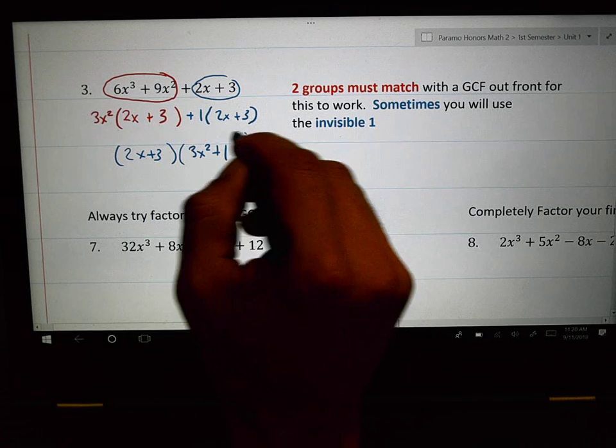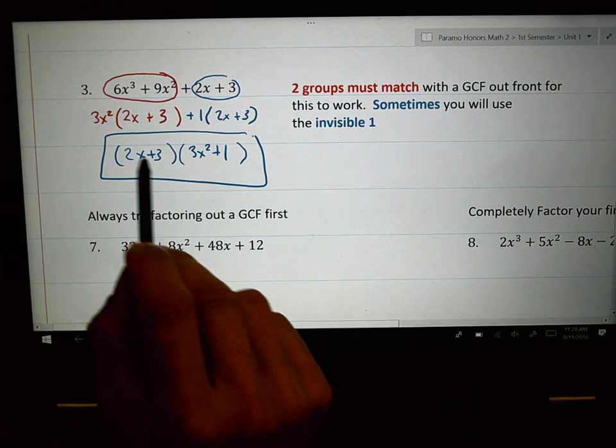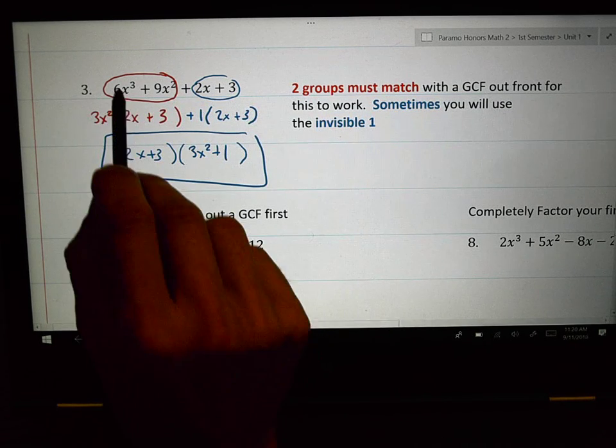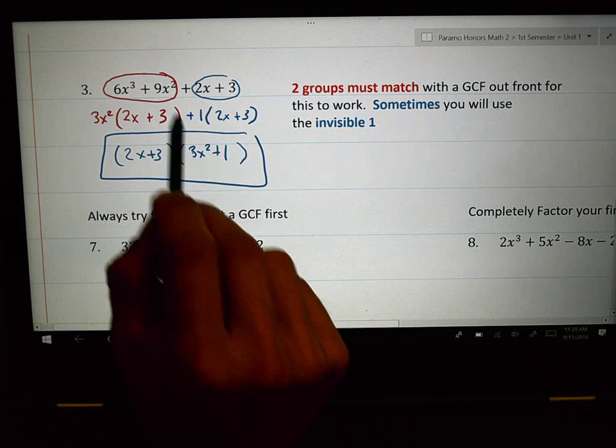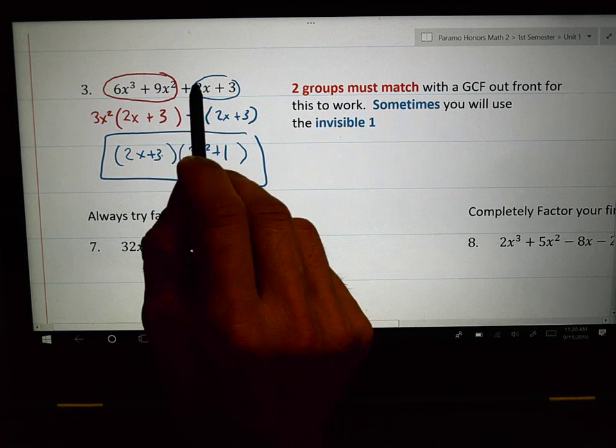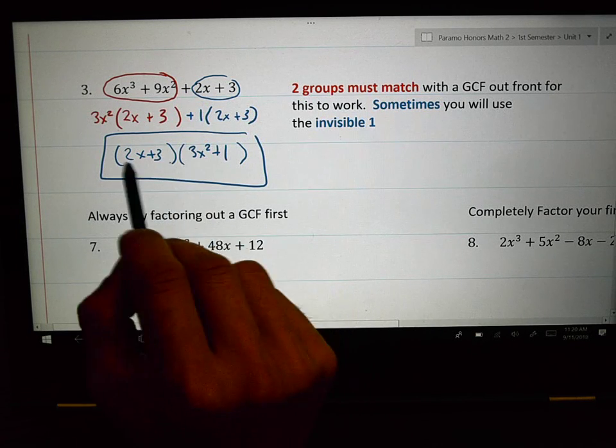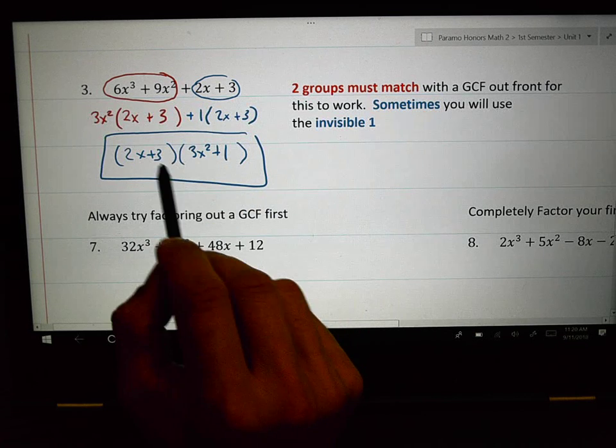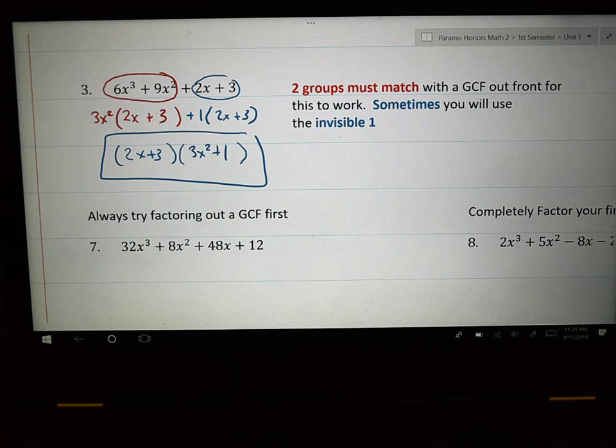Otherwise, you can check by foiling. Yes. The O and I sometimes come out in different orders depending on what you multiply. And if you foil out, you'll see that it comes out to be that thing. Okay?